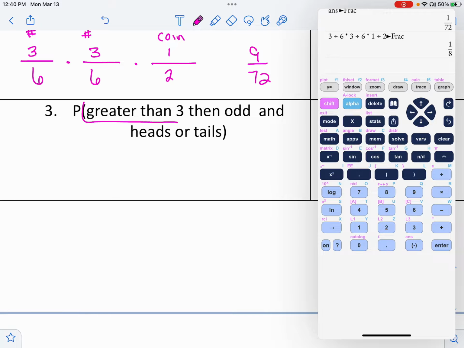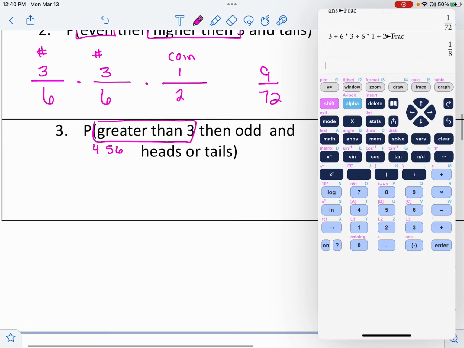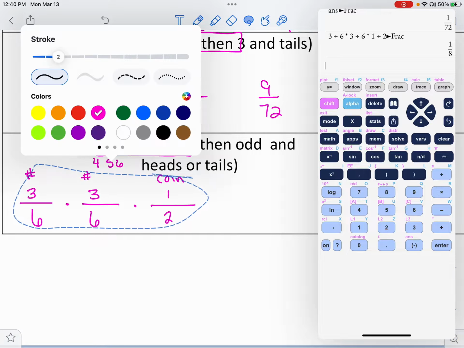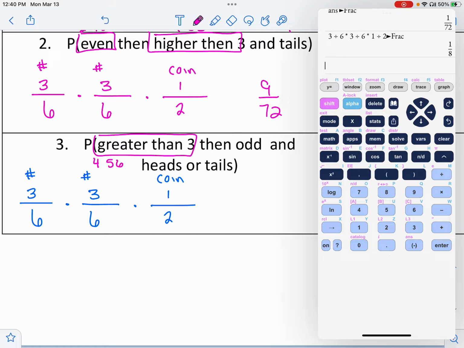Now we need greater than 3, so that's going to be 4, 5, and 6 in our number die. I'm going to erase my numerators. In fact, I'm going to change this to a different color so I don't get too confused. All right, so there are 3 things that are greater than 3. Something that's odd, there's 3 odd numbers, the 1, the 3, and the 5, and a heads or a tails, so that would be 2.